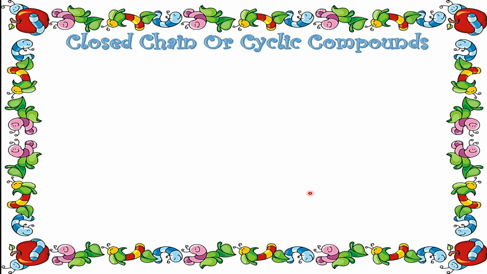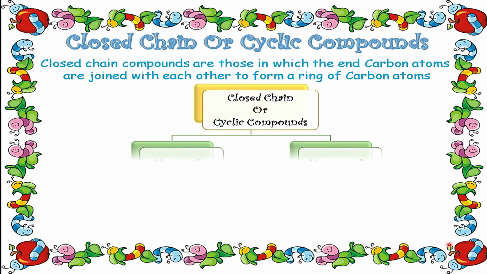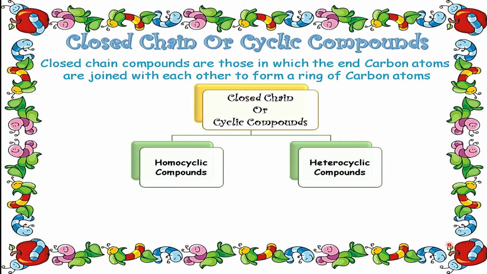Another class of organic compound is closed chain or cyclic compounds. Closed chain compounds are those compounds in which the end carbon atoms are joined with each other to form a ring or cycle of carbon atoms. These closed chain compounds are further divided into two more branches, homocyclic compounds and heterocyclic compounds.